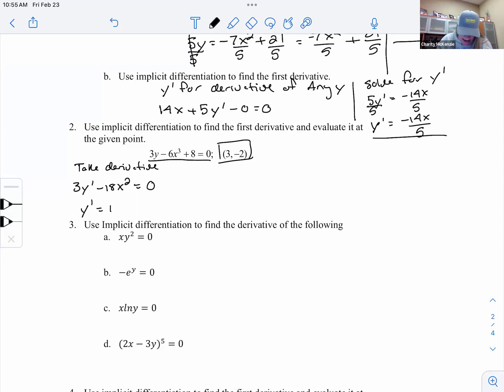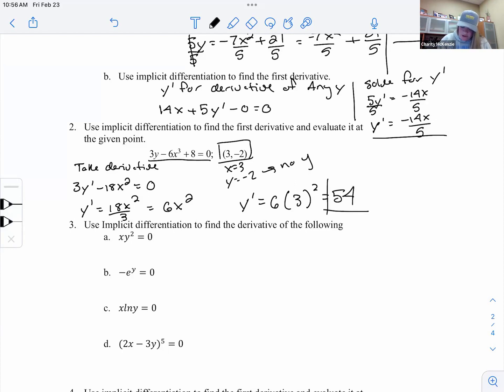That means we're going to add that 18x squared over and divide by 3, which would be the same as 6x squared. Okay. And then we put in the values we're given. We don't actually have a y on this one. We only have an x. So when we use these numbers here, x is equal to 3, y is equal to negative 2, but there is no y. We have a y prime, not the same. Okay. So we would literally have y prime is equal to 6 times 3 squared, which is 54. So 54 is your final answer for this one, and we did it implicitly.